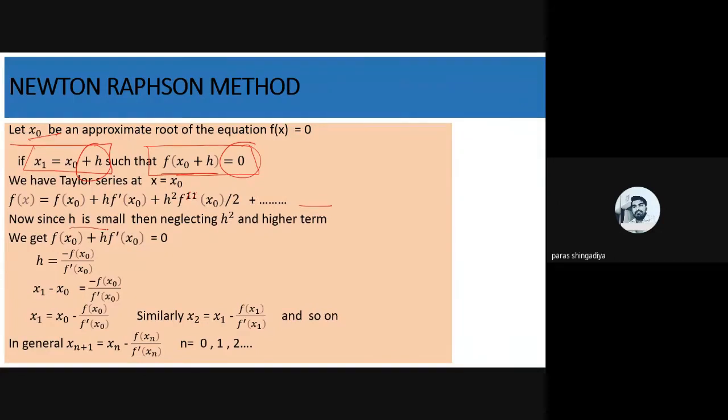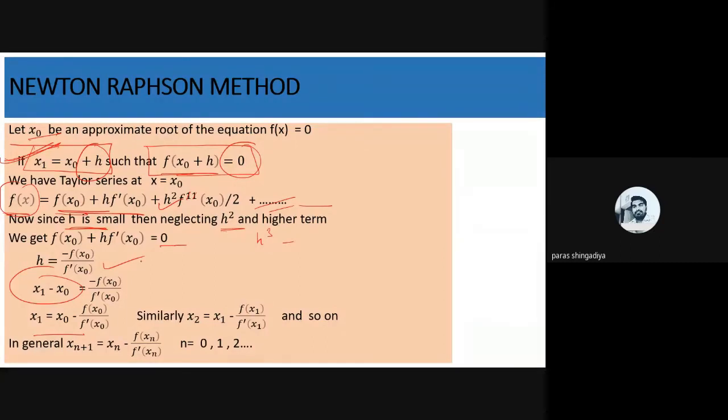Now h is very small, so we can neglect the h square, h cube, h raised to 4 terms which are included in the Taylor series. The remaining terms are f(x) is equal to f(x0) plus h into f dash of x0. Now f(x) is equal to 0, so use it here. We get f(x0) plus h into f dash of x0 equal to 0, and now taking h as the subject and replacing h with x1 minus x0, we get x1 is equal to x0 minus f of x0 upon f dash of x0.